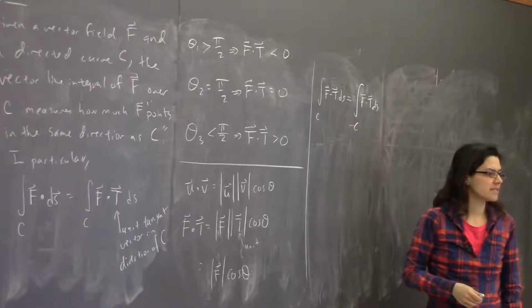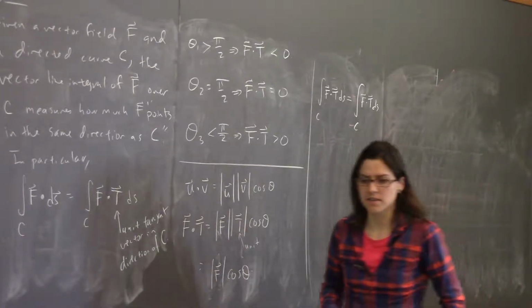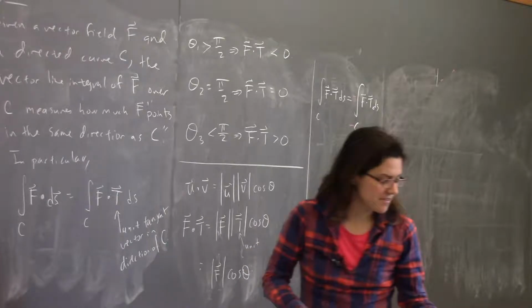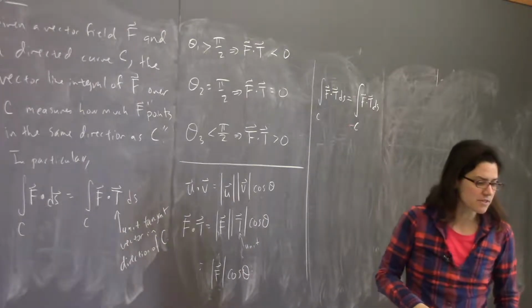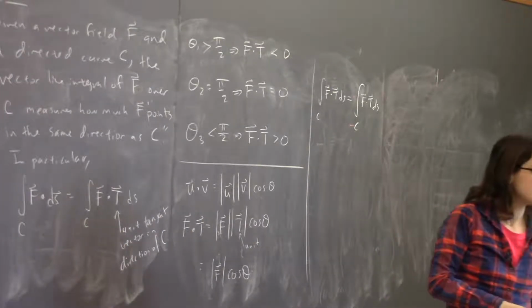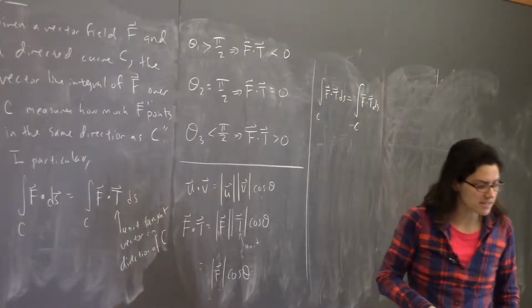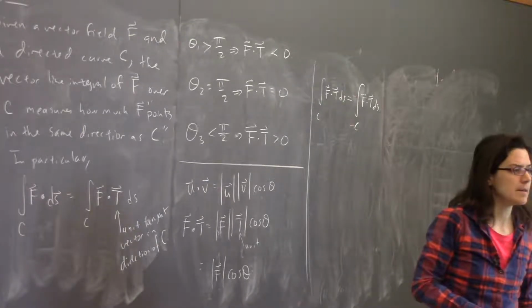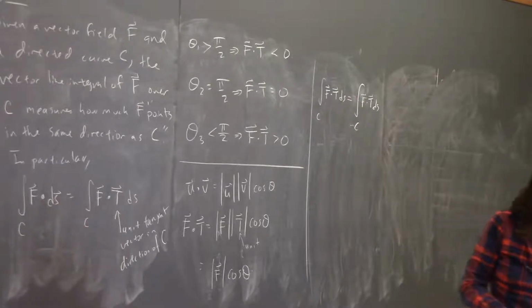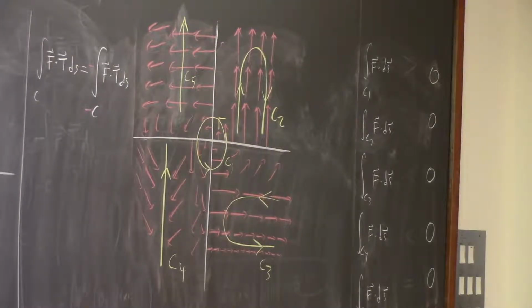Okay, so on your sheet, on the back, you have an example of a vector field with 5 curves going through it. So could you please decide whether the integral over each curve is positive, negative, or 0, and check with your neighbor? Great, go. Okay, so let's talk about them.